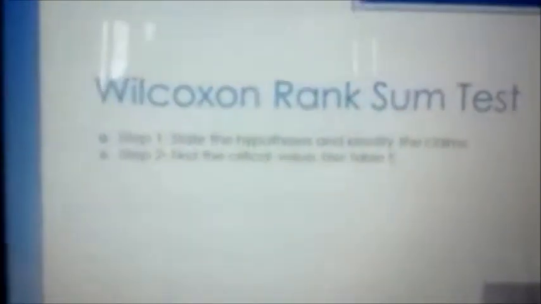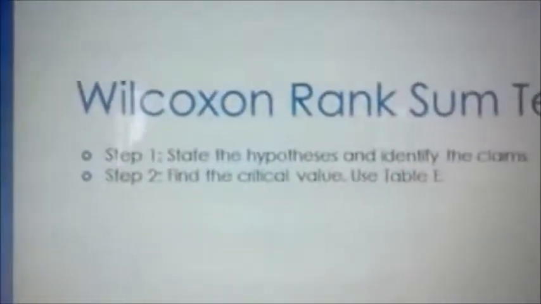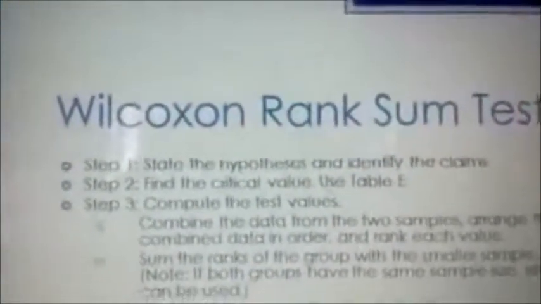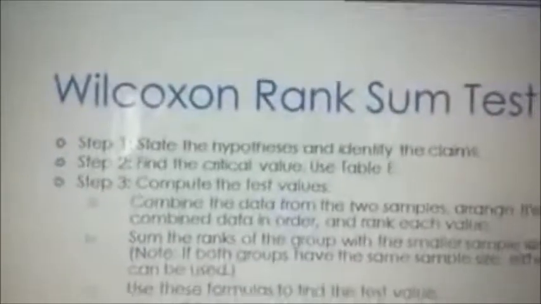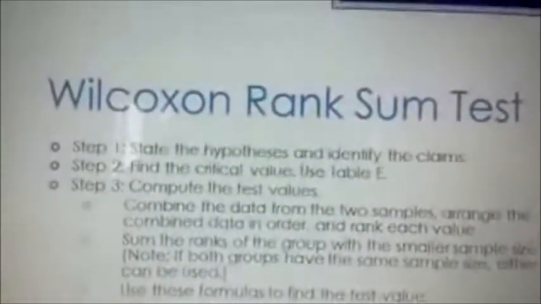Okay, for the Wilcoxon rank sum test, we're back to that. For the first step, we're going to state our hypothesis and identify the claim. Step 2, we'll find the critical value, and you're going to do that using table E from the book. Step 3, we compute the test values, and this will all become more clear when we do our sample problem.